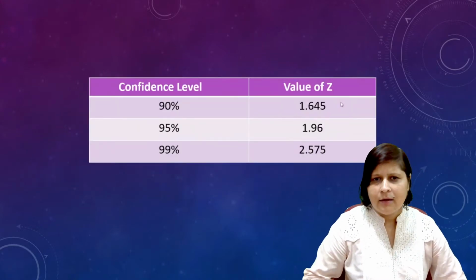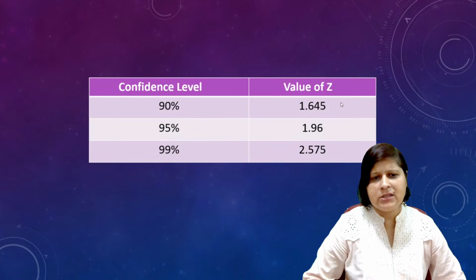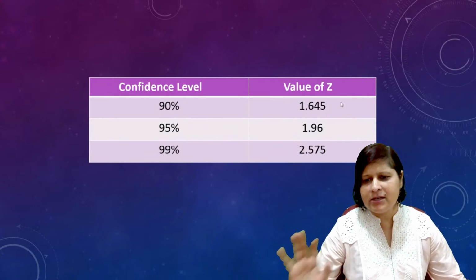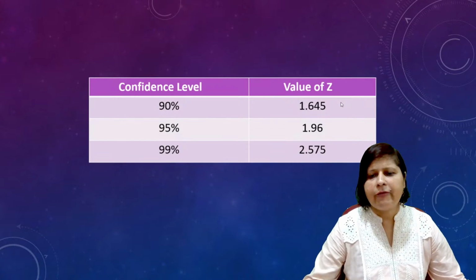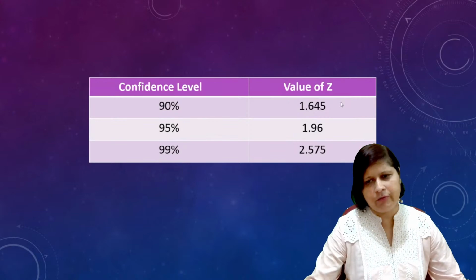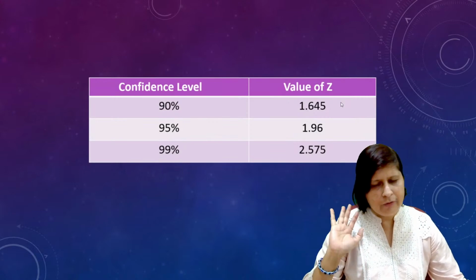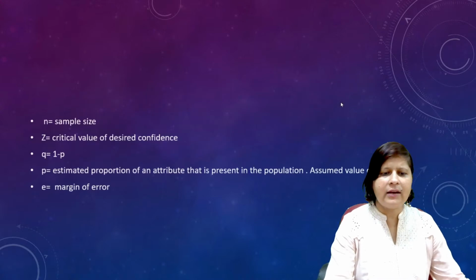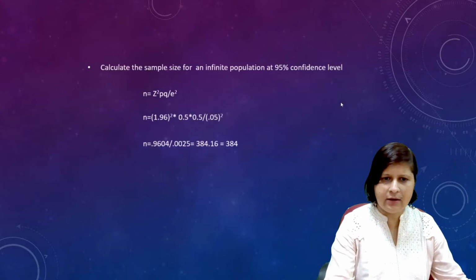Value of Z: there is a defined value of Z. At 90% confidence level, the value is 1.65, at 95% the value is 1.96, at 99% it is 2.58. These values are given, defined values, right? Values of Z are given, that is, the desired critical values are given.